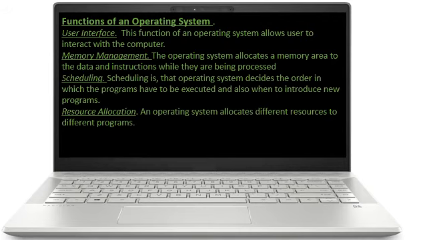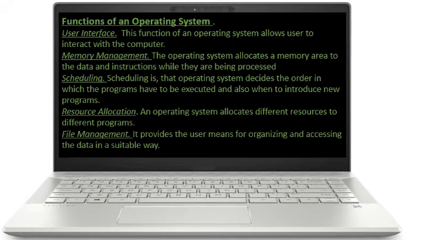Scheduling. Scheduling is that the operating system decides the order in which the programs have to be executed and also when to introduce new programs. The next is resource allocation. An operating system allocates different resources to different programs. And the last is file management. It provides the user means for organizing and accessing the data in a suitable way. These are some of the main functions of an operating system which we discussed here.